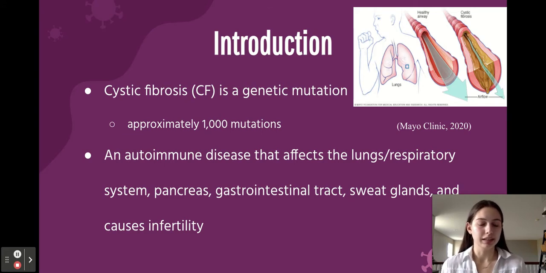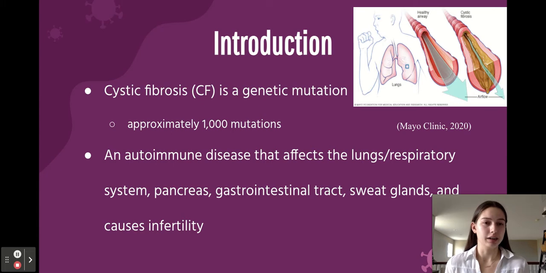CF is a genetic mutation, and there are approximately 1,000 mutations. To get this mutation, both of your parents have to be carriers of this disease, and then you have a fourth chance of getting it. This disease is an autoimmune disease that affects the lungs, respiratory system, pancreas, gastrointestinal tract, sweat glands, and can cause infertility in men. What CF causes is mucus to build up around your lungs.